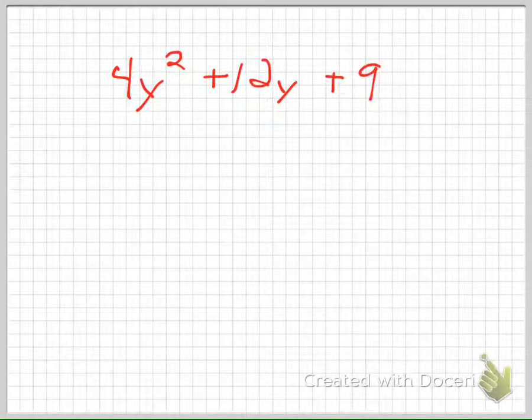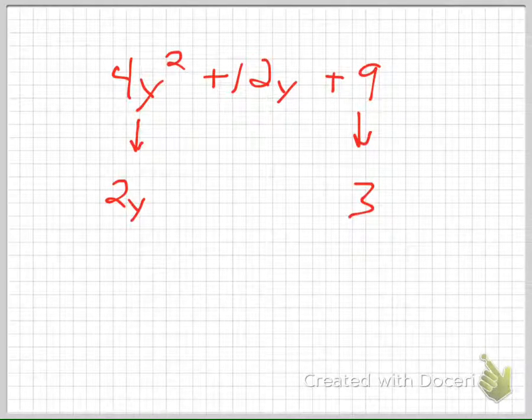Let's find out. This is how you find out. Is 4y squared a perfect square? Yes. What is that square rooted? 2y. Is 9 a perfect square? Yes, that is a 3. Do you agree? So we're 2/3 of the way there. The last one has to also be true.